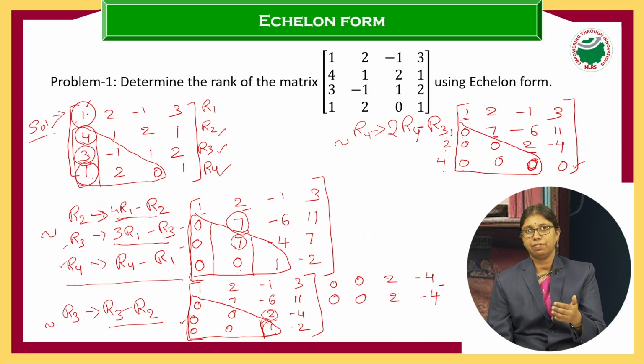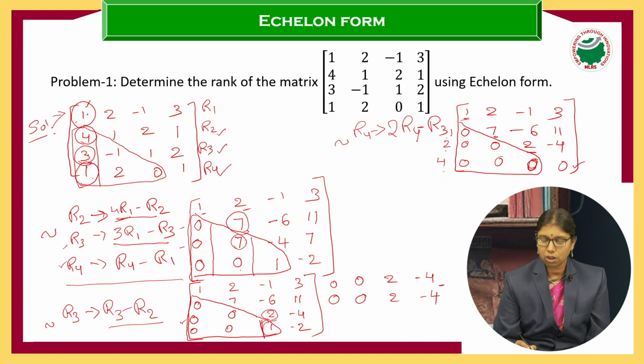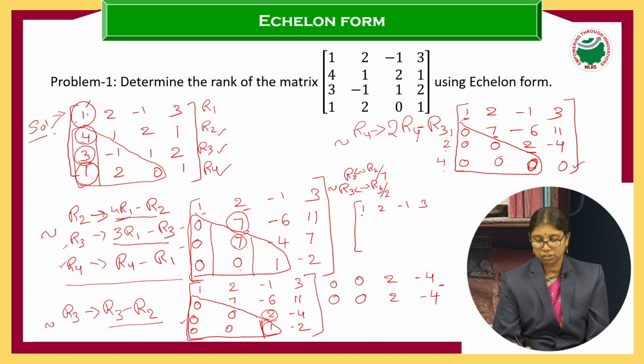What is the extra term we are having in that particular place? You divide the entire row by that value. So that means your next row operation is: divide the second row by 7 and the third row by 2. So now your matrix is, we are not changing the first row, 1, 2, minus 1, 3, and dividing the second row by 7, this is 0, 1, minus 6 by 7, 11 by 7. Next, dividing the third row by 2, 0, 0, 1, minus 2, and the last row is 0, 0.